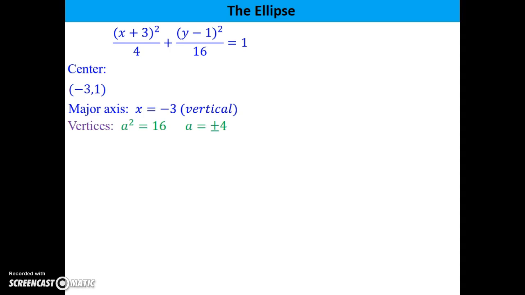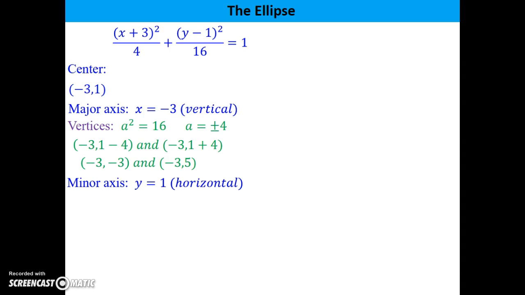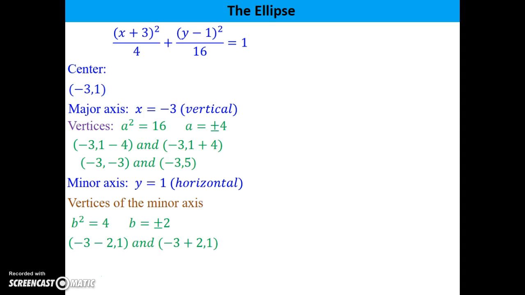The vertices, we're going to go a distance of A, so that's -3, and it will be 1 minus 4 and then 1 plus 4. So there are the points that are the vertices for this ellipse along the major axis. The minor axis, we're going to go a distance of B, so B is plus or minus 2. So we're going to add that to our x-coordinate, -3 minus 2, and -3 plus 2. So the vertices along the minor axis are -5, 1, and -1, 1.